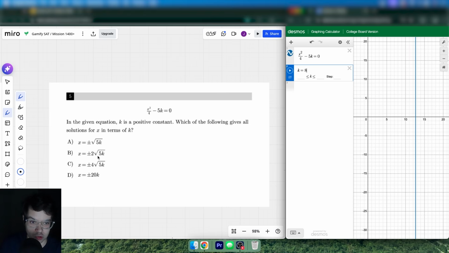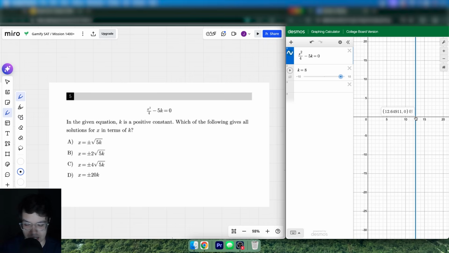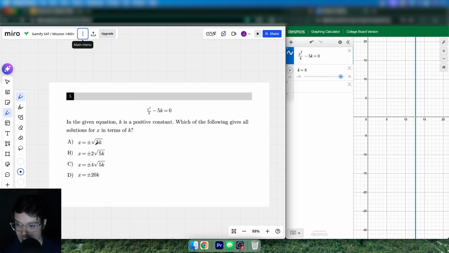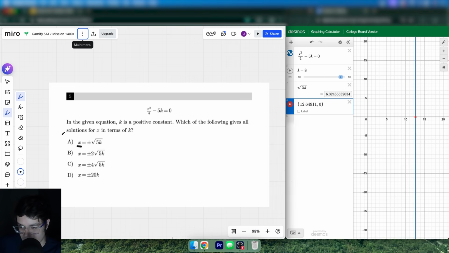I just say k is equal to 8. That's just the first thing I thought of. And then I can plug in each of these different answer choices and see if that works based off what I was given. This one says plus or minus square root of 5k. So square root of 5k gives me this 6.32 number. Does x equal that? If I look here, no, x equals this 12.649 number. So that cannot be the answer.